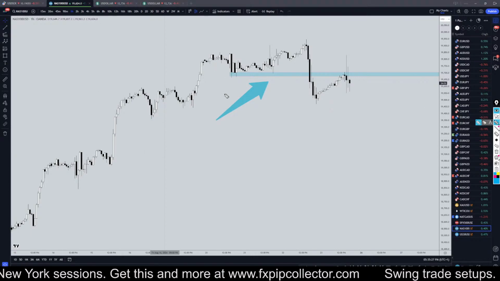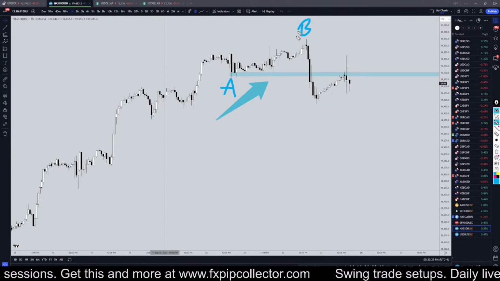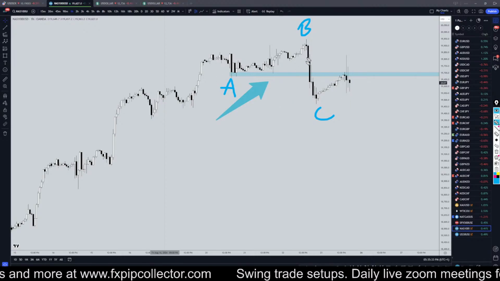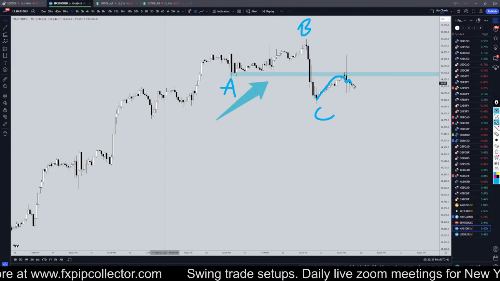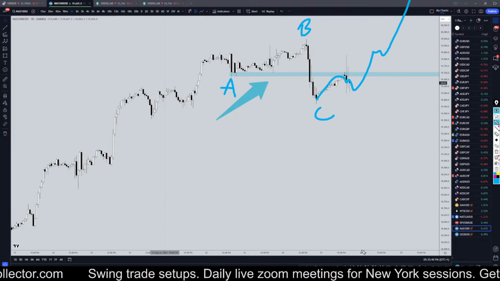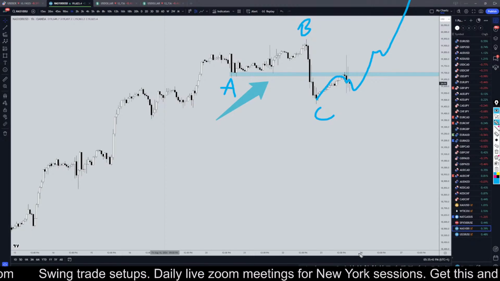I still think this possibly is another ABC correction. I mean, yeah, we definitely do have a break of structure, but I think the structure break is a wave C, and now we're just making a bear trap for everybody. I think it's likely to just keep on going up, making higher highs, higher lows.